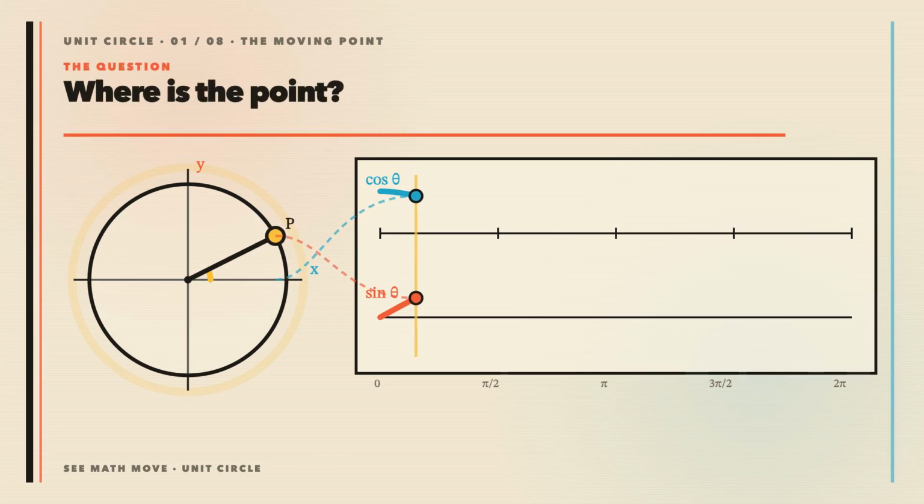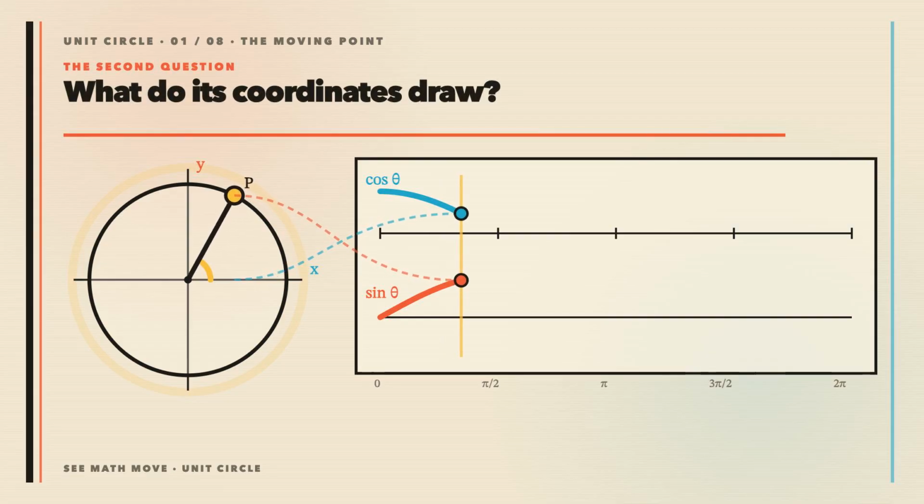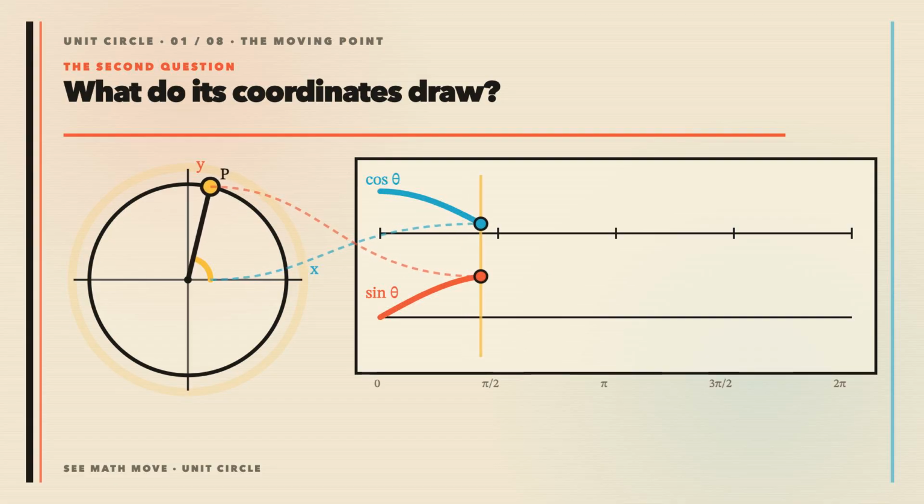One point moves around a circle of radius 1. For any angle theta, where exactly is that point? And if we record its horizontal and vertical positions, what shapes will those two coordinates draw?